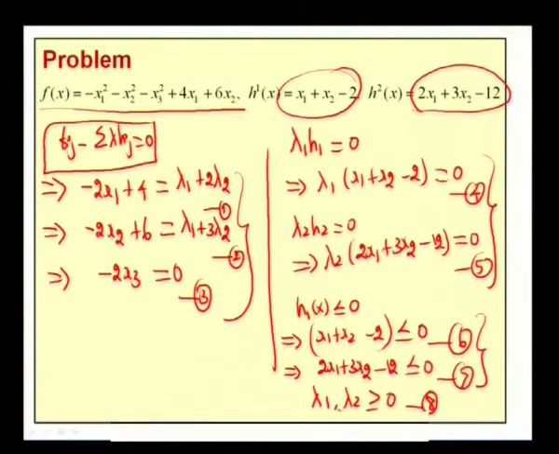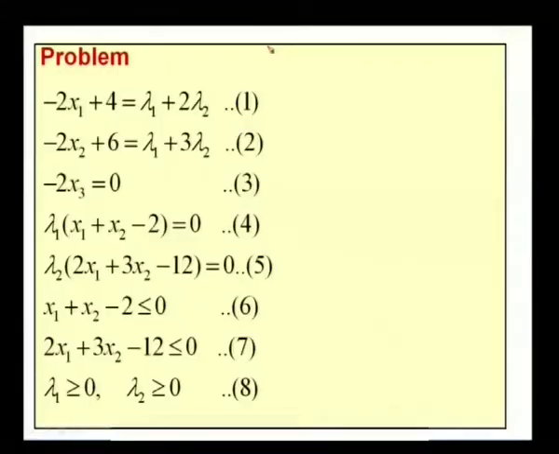The Lagrangian multipliers lambda 1, lambda 2 greater than or equal to 0 give us the non-negativity constraints. Now, by solving these 8 equations, we try to obtain the optimum solution for the given problem. With the help of these 8 equations, we try to find the solution. I will consider the first case.